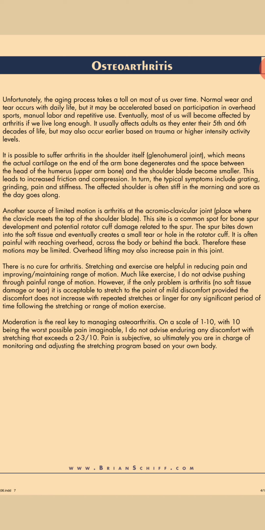Another source of limited motion is arthritis at the acromioclavicular joint, the place where the clavicle meets the top of the shoulder blade. This site is a common spot for bone spur development and potential rotator cuff damage related to the spur. The spur bites down into the soft tissues and eventually creates a small tear or hole in the rotator cuff. It is often painful with reaching overhead, across the body, or behind the back. Therefore, these motions may be limited. Overhead lifting may also increase pain in this joint.